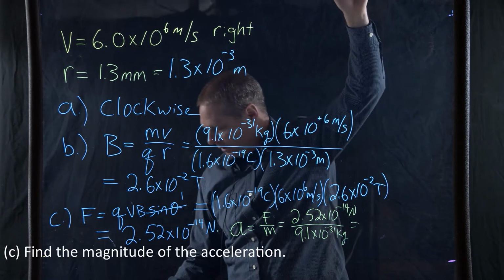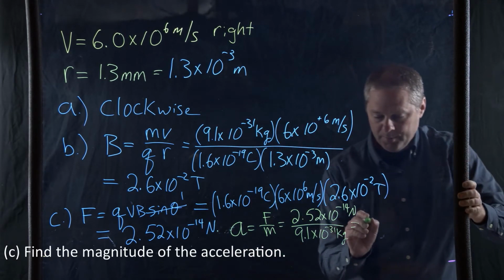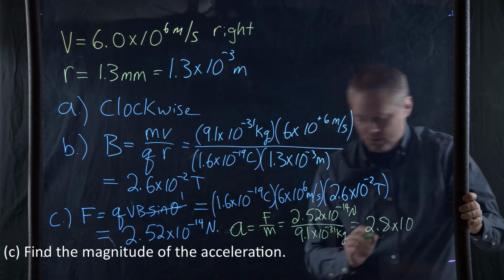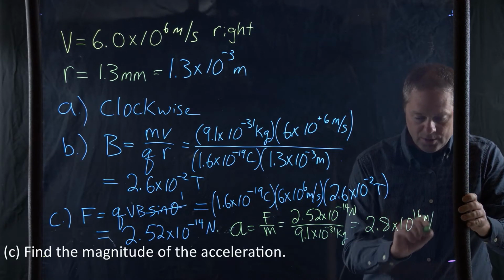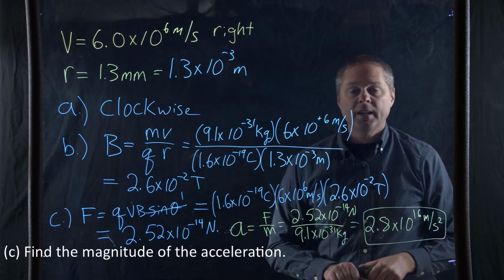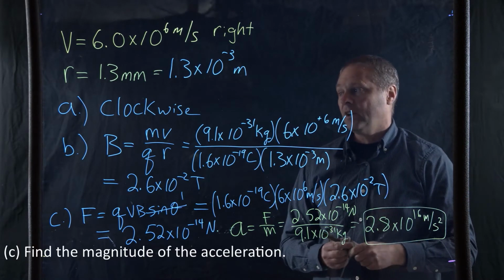We do this arithmetic very quickly, and we end up getting 2.8 times 10 to the 16th meters per second squared. And so that is going to be the acceleration of the electron.